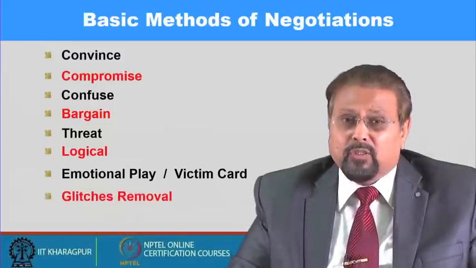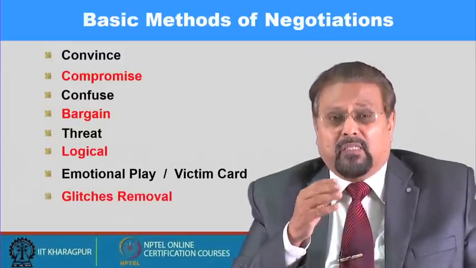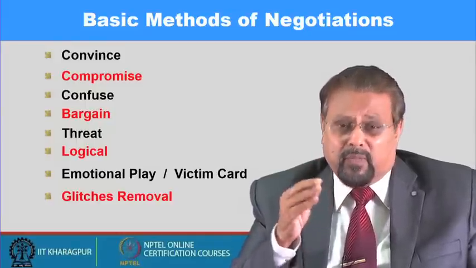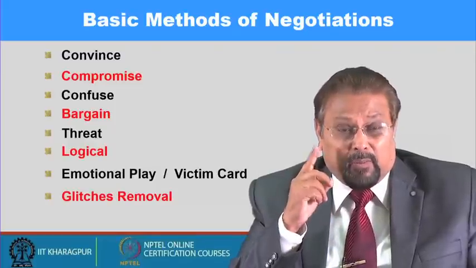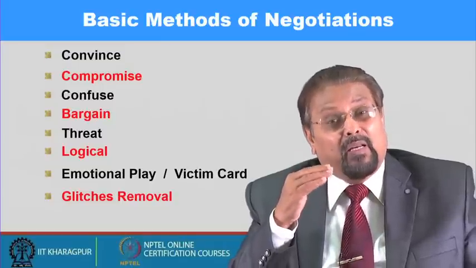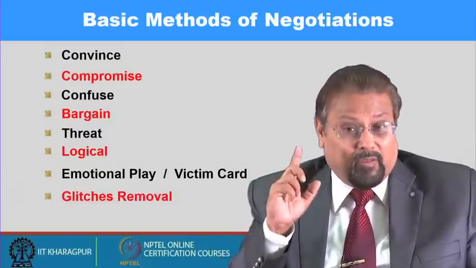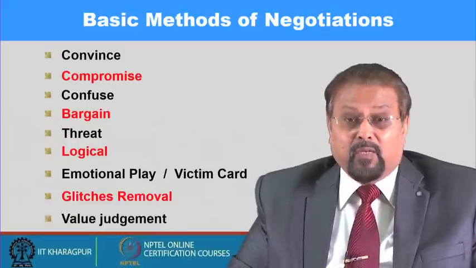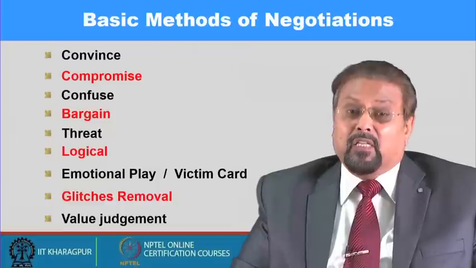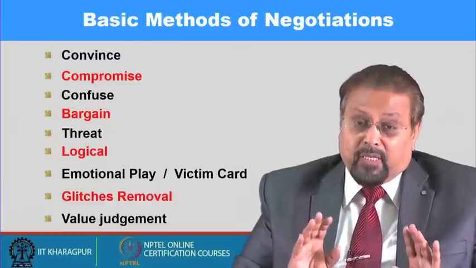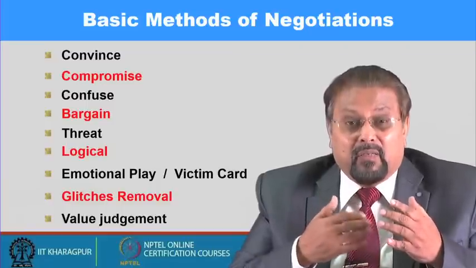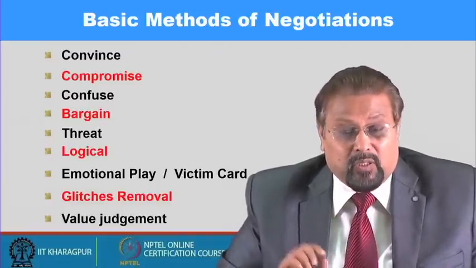Okay. Then glitches removal. If in the negotiation you find that there are certain kinds of glitches, then you try to remove them, because it can so happen that in drafting, in speculating, or in configuration of the tasks, or even finding out the expected value of this, there may be glitches. You remove them. And then value judgment. The best for the negotiation is when both the parties judge the value of the negotiation. That means they know that what is being offered and what is being delivered or negotiated about has a value. So this is very, very important.